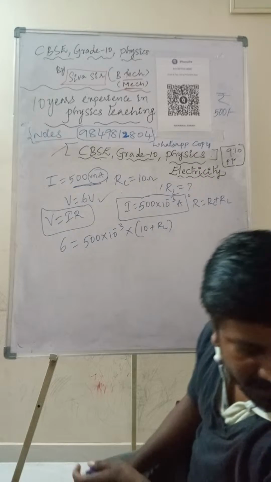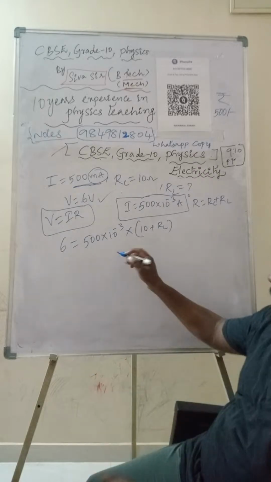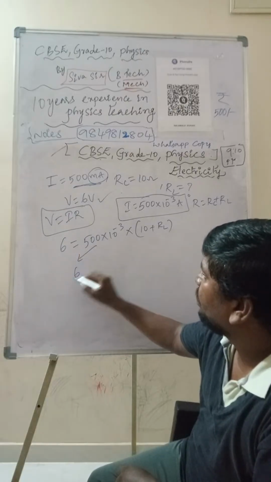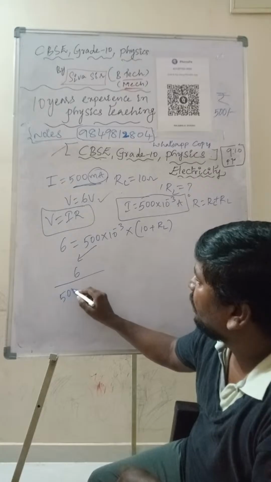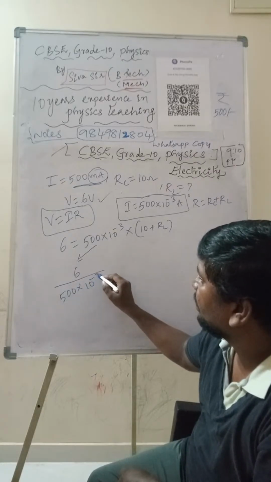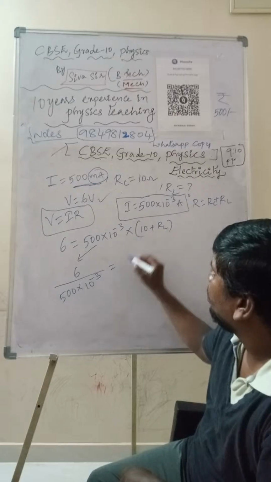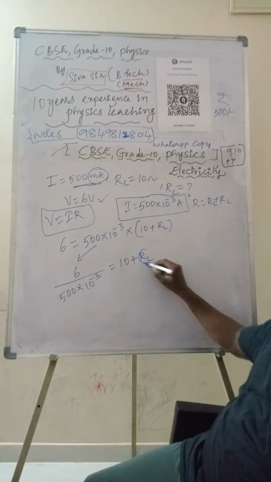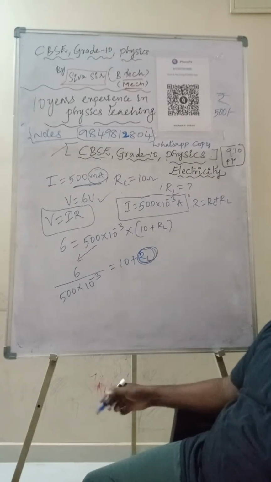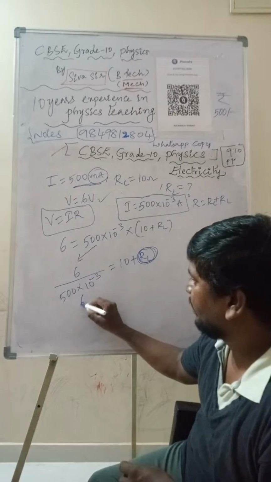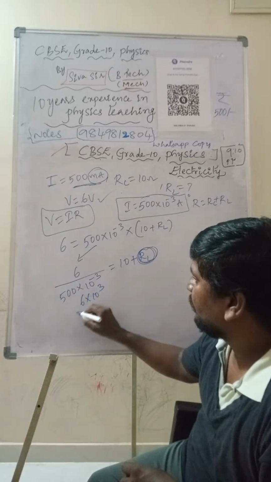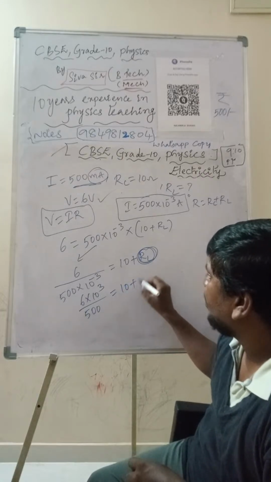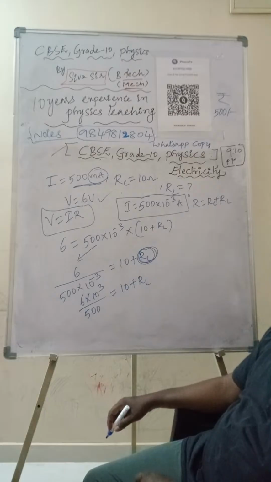Okay, so next one. You can see here, you can take down this value: 6 by 500 into 10 power minus 3 equals 10 plus RC, so 10 plus RL. We have to find out RL. Here we can take 6 into 10 power 3 by 500 equal to 10 plus RL.